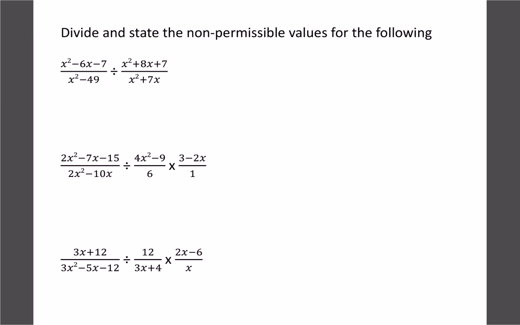So here's another one with some factoring. So let's factor the top of this first one. So you'd have minus 7 and plus 1. Factor the bottom, we'd have minus 7 and plus 7. Let's flip our fractions around.